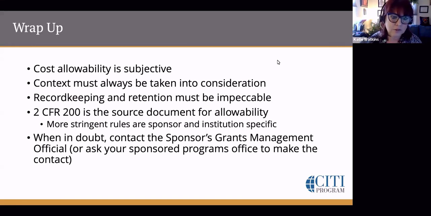Record keeping I talked about, so I don't want to go over that again. The source document you go to initially is always going to be 2 CFR 200. Work your way down from there. You can always be more stringent than 2 CFR 200, but not less stringent. And remember that's really important. And then when in doubt, don't be afraid to pick up the phone, or actually email is even better, and contact the grants management officer. If your PI won't do it, then you do it. But when in doubt, ask.